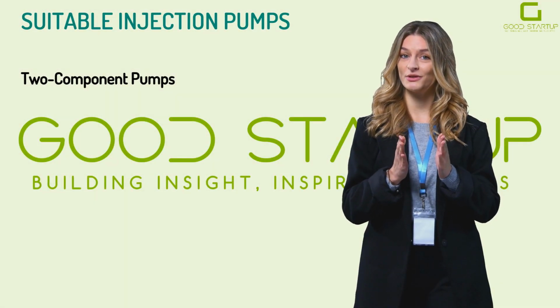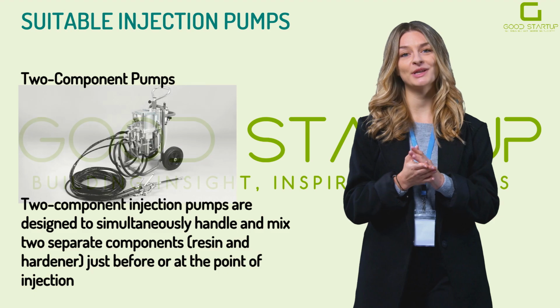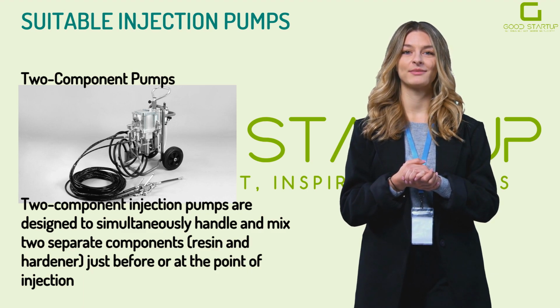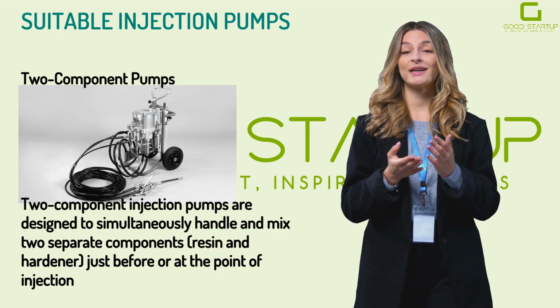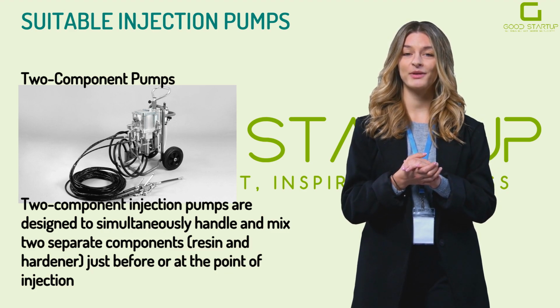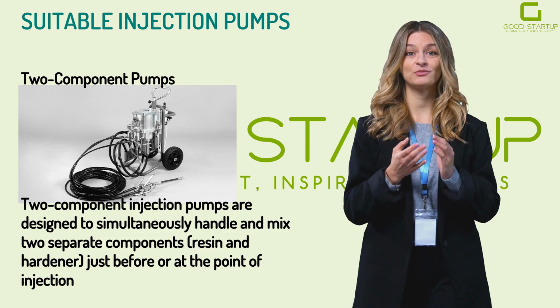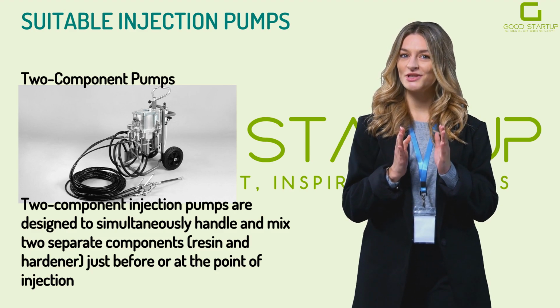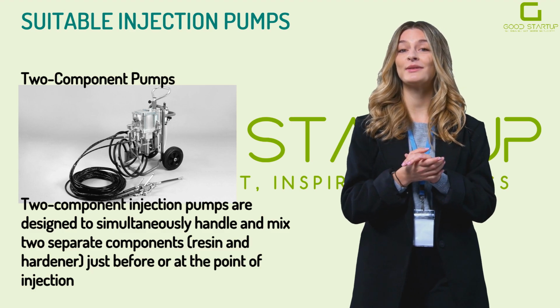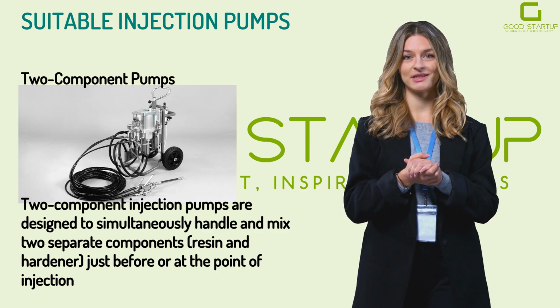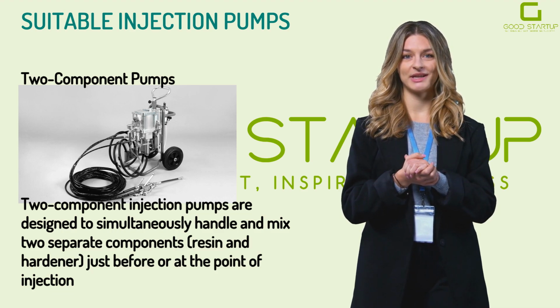Two-component pumps. Two-component injection pumps are designed to simultaneously handle and mix 2 separate components, resin and hardener, just before or at the point of injection. This ensures consistent mix quality and avoids premature curing and pot life issues in the pump or lines. Two-component pumps are mandatory for very fast-reacting systems such as acrylate gels. Acrylate injection gels have extremely low viscosity and short reaction times, adjustable from seconds to minutes, so the components must be kept separate until they reach a static mixer in the injection head.